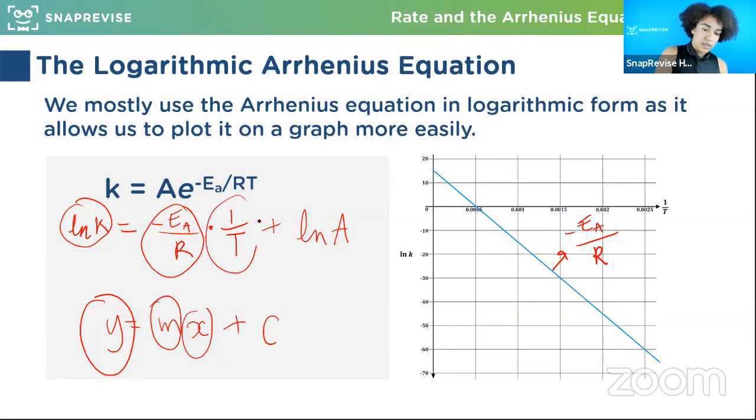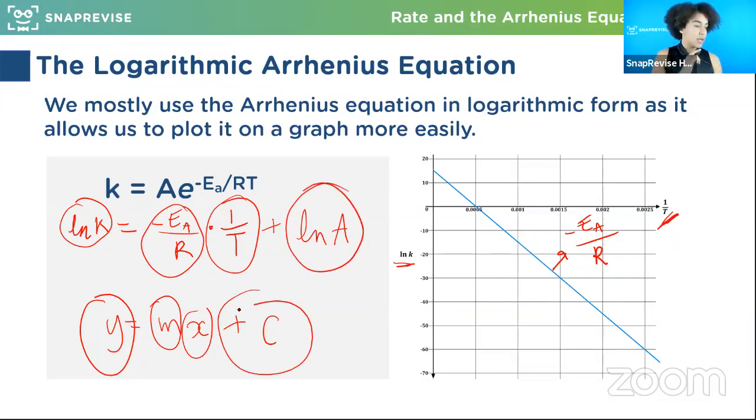So that also means that x is 1 over t, which is right because we can see it here on the x-axis, and we can see that ln k is on the y-axis. And then ln A is our plus C. And what does plus C represent in y equals mx plus C? The y-intercept, yeah. So here, our ln A is essentially about 15, right? So if you're given a graph, you can work out ln A and you can work out your activation enthalpy. You just need to remember your log laws. You can check out our videos on logs and the natural logarithm as well.